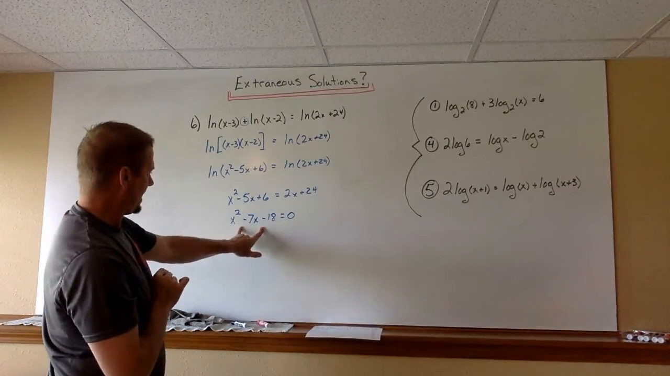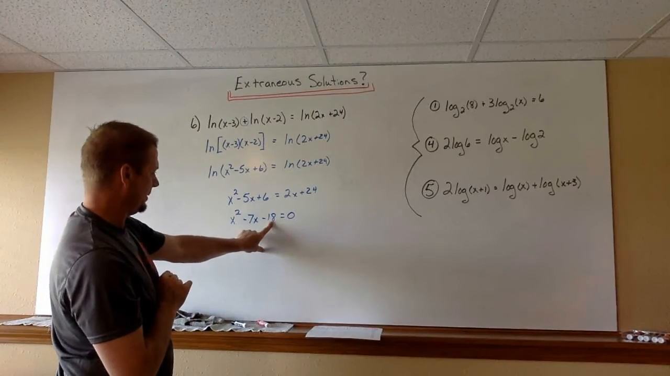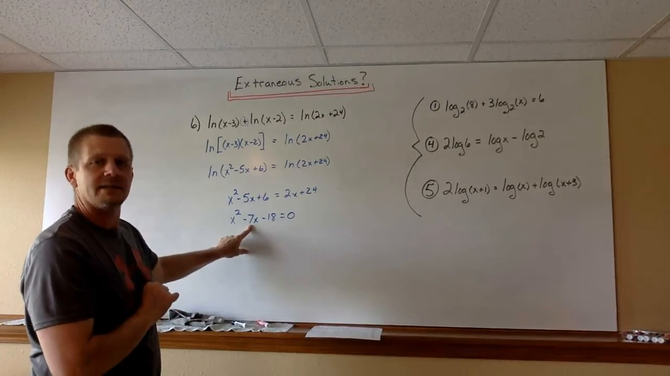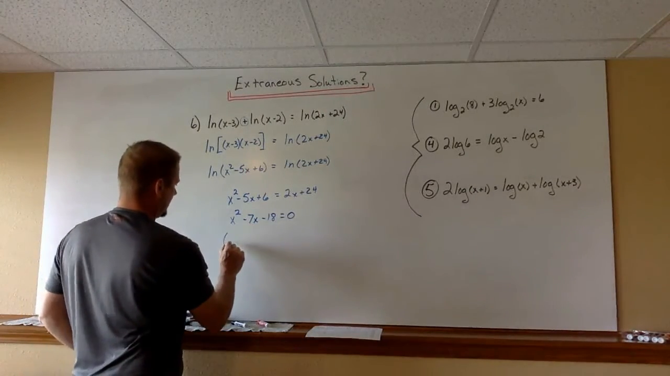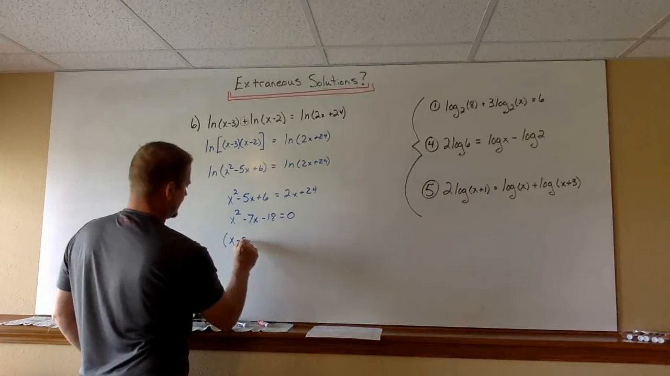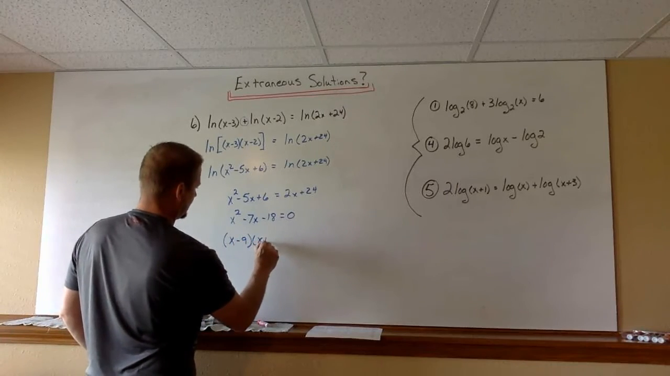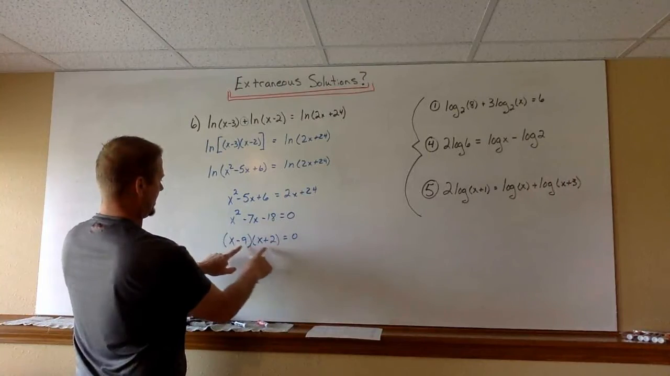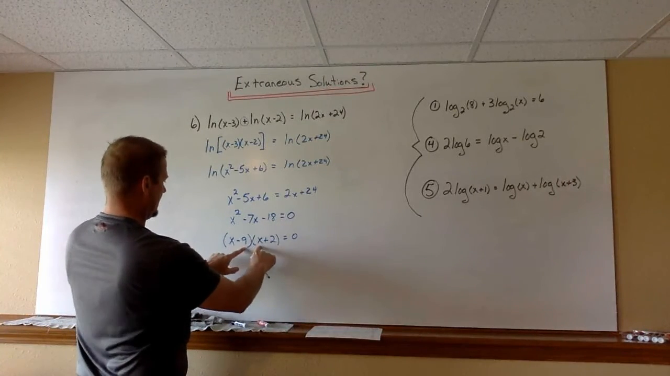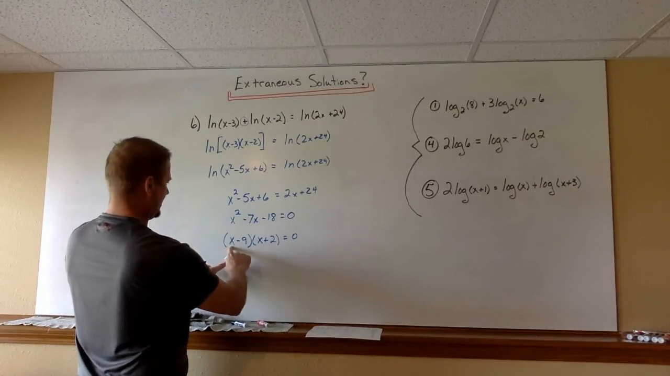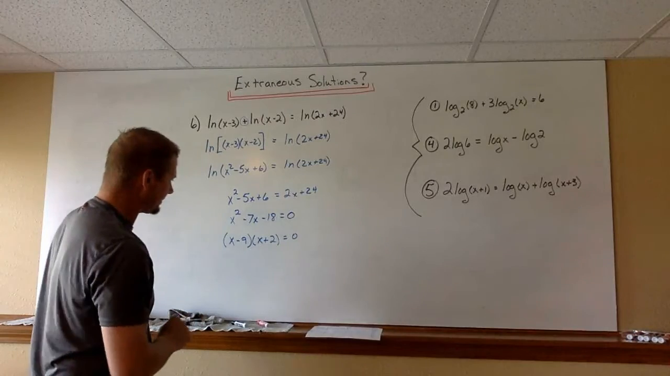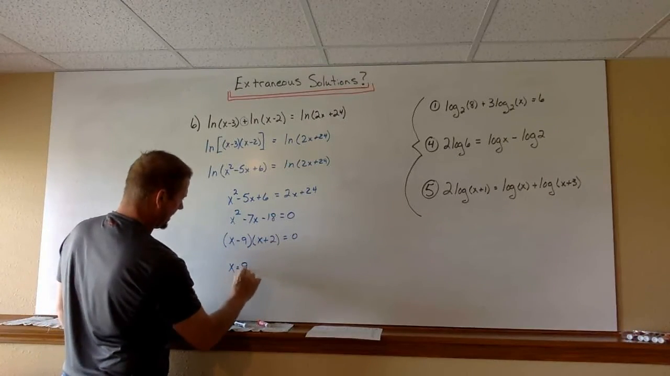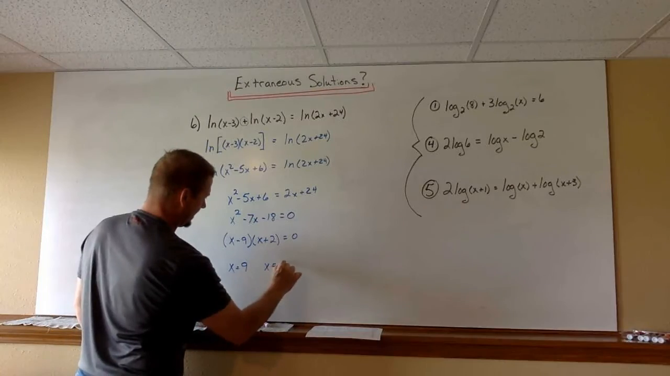And I need to try to factor this. What are the 2 numbers that multiply to give me negative 18 that when I add them I get negative 7? Negative 9 and 2. So this is going to go x minus 9 times x plus 2 equals 0. Again, there's my x squared. There's my negative 18. Negative 9 plus 2 gives me my negative 7. So it appears my solutions are x equals 9 and x equals negative 2.